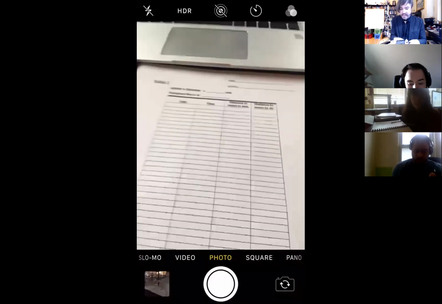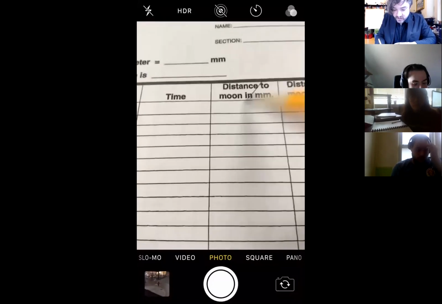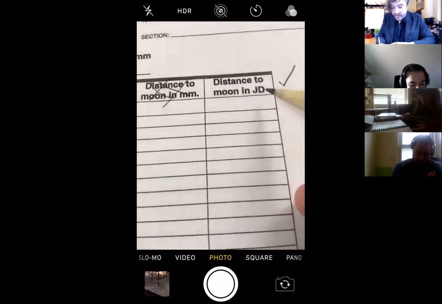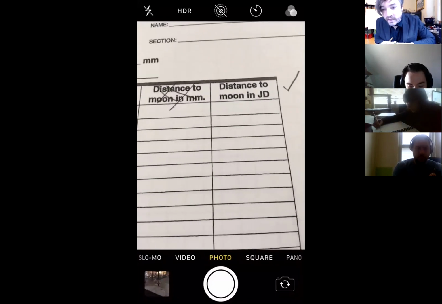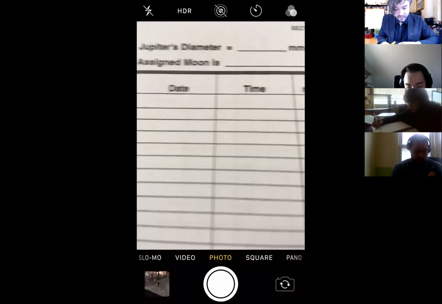I'm on page 6-5, everyone. And I'm going to go up here to my data table, and we're going to take some values down. So we are not going to be measuring the distance to the moon in millimeters. We're going to be using the program to measure the distance in a unit called JD, Jovian diameters. We're going to measure the distance between the moon and the planet in Jupiter diameters.